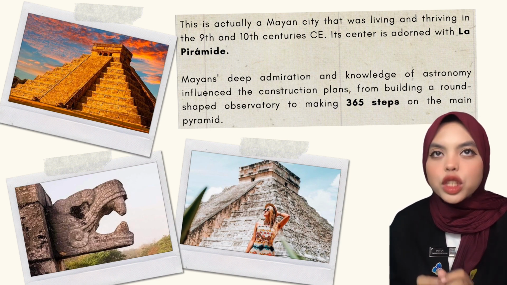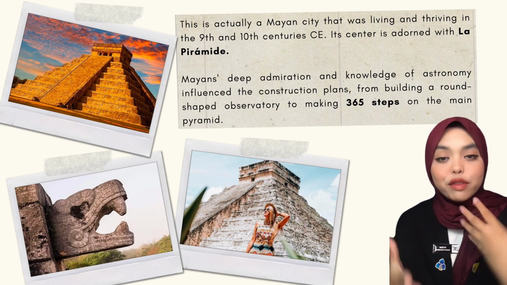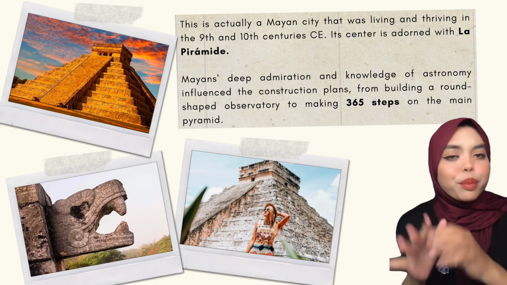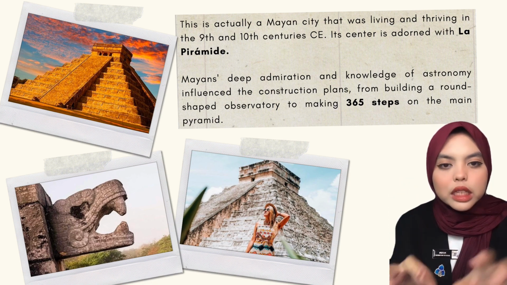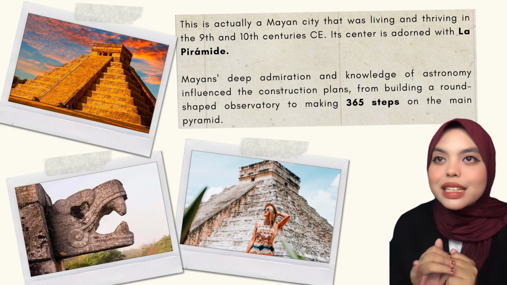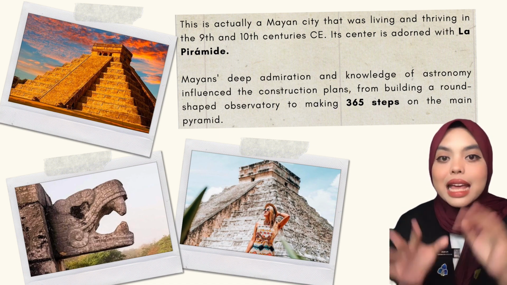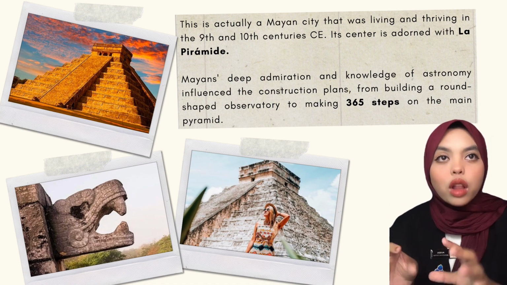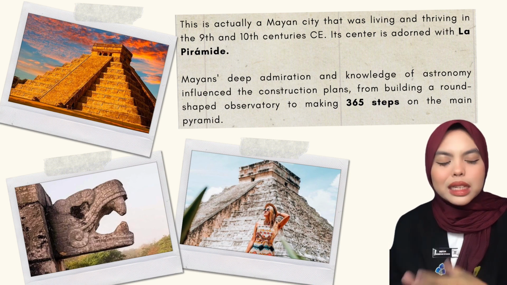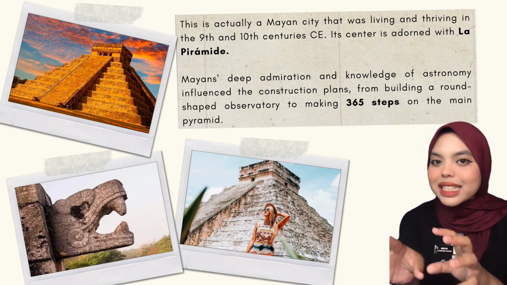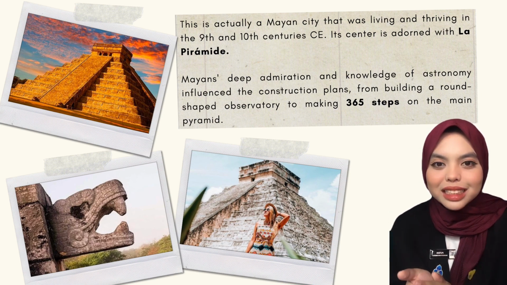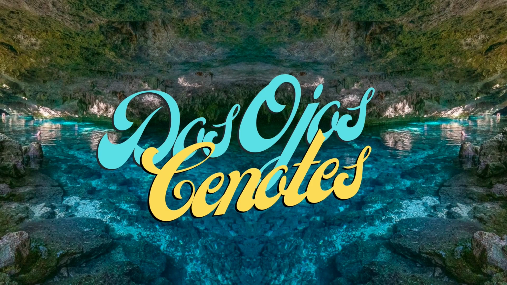The Mayans' deep admiration and knowledge of astronomy influenced the construction plans, from building a round-shaped observatory to making 365 steps on the main pyramid. This pyramid, also called Kukulkan Pyramid, contains 2 smaller ones inside, which technically makes it the biggest Russian doll ever built.